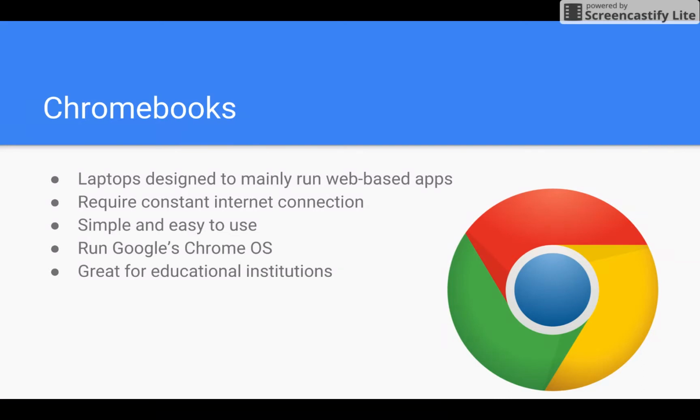So Chromebooks are the latest thing. They're designed by Google to mainly run web-based apps, so they don't have a lot of memory storage, so you won't download a lot of things that will make your computer slow. Simple and easy to use, always reliable, and is great for educational institutions, at least in the United States and developed countries, since there's usually internet at a lot of schools.